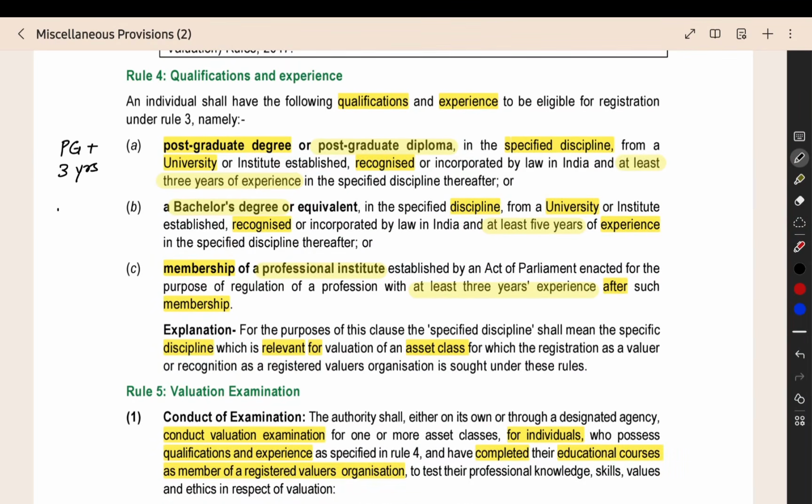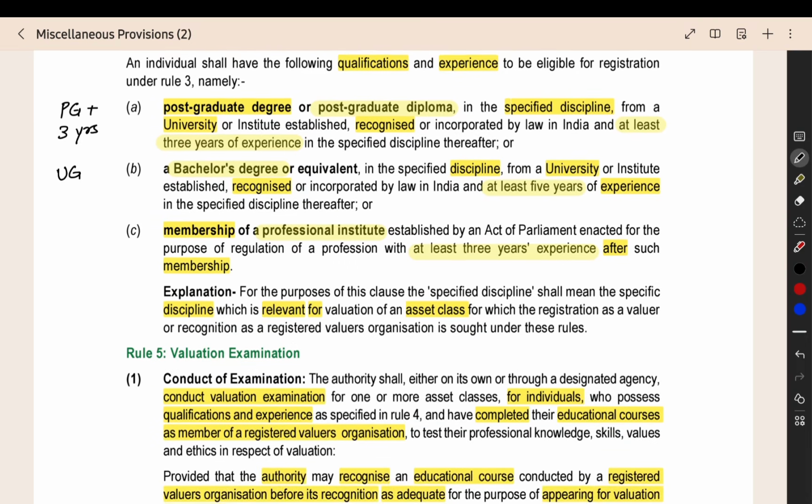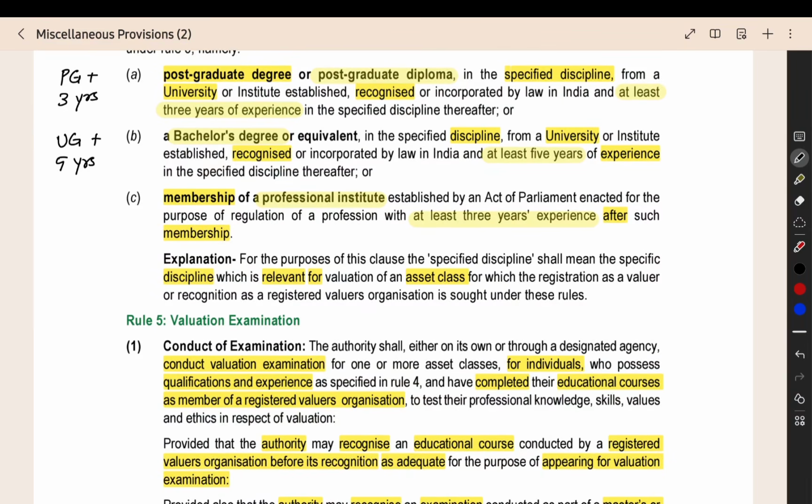Second one, you have a bachelor degree, that is an undergraduate degree, from a recognized university, and you have 5 years of experience. That is the second point. Third category, you have membership of a professional institute established by an act of parliament, like ICAI. Then you should have at least 3 years of experience. It is not a professional degree, you have to take it as membership plus 3 years of experience.